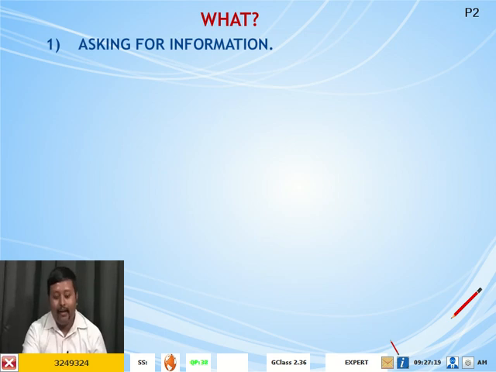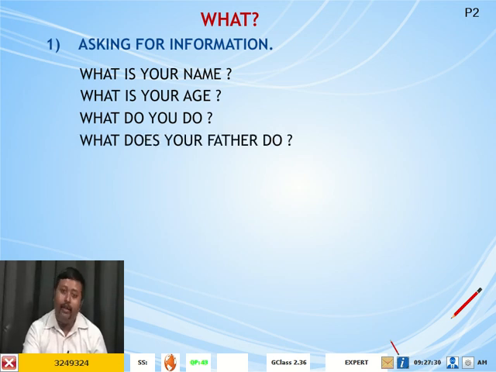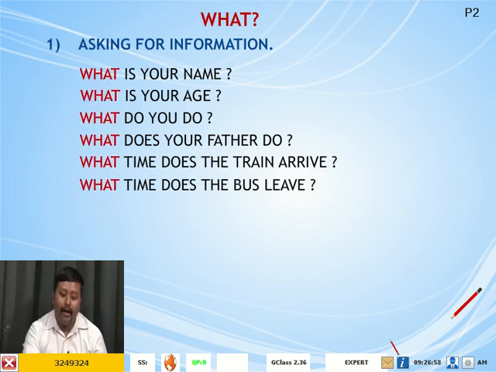This is an example. What is your name? What is your age? What do you do? What does your father do? What time does the train arrive? What time does the bus leave? What is common here? In all six questions we have sought information, and we started each one with what.